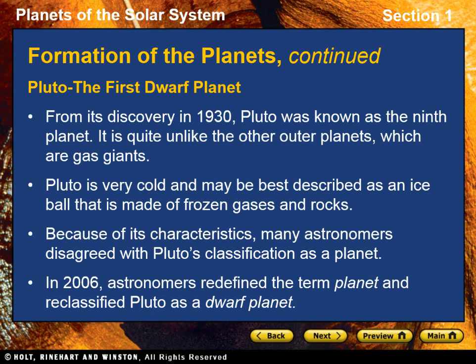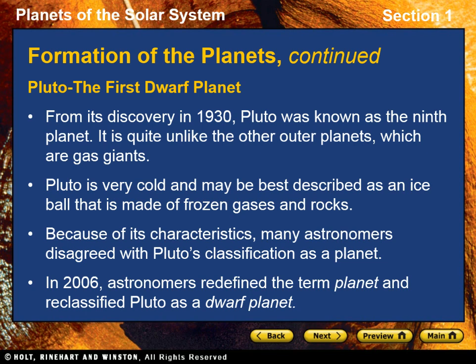The different planet, Pluto. Pluto is the farthest planet from the Sun. Unlike the other planets, Pluto is very small. It is actually the smallest of the known planets and is even smaller than Earth's moon. Like the gas giants, Pluto is also very cold. Pluto may be best described as an ice ball that is made of frozen gases and rock.